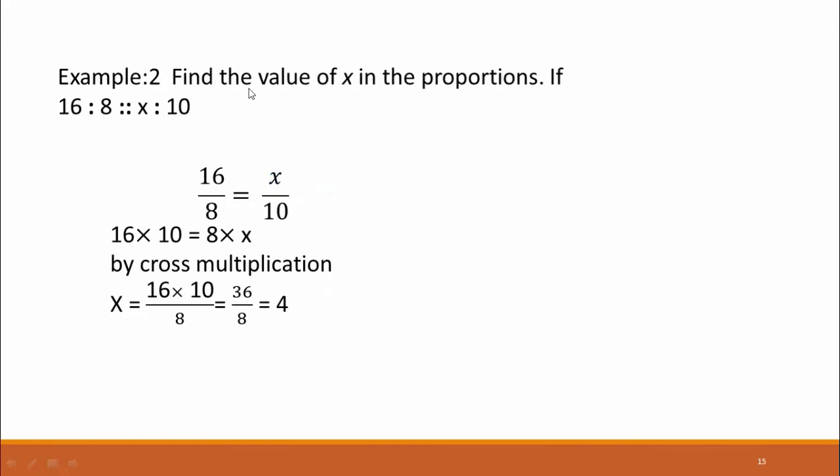Now, another example. Dear students, note that we can denote a proportion by these four dots.